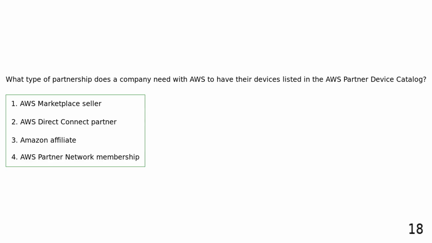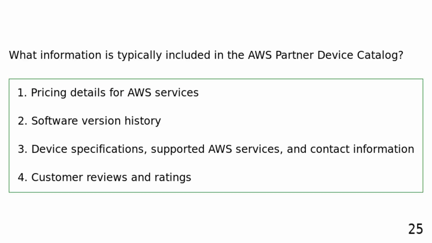Partner Device Catalog? AWS Marketplace Seller. AWS Direct Connect Partner. Amazon Affiliate. AWS Partner Network Membership. A company needs to be a member of the AWS Partner Network to have their devices listed in the AWS Partner Device Catalog. What information is typically included in the AWS Partner Device Catalog?